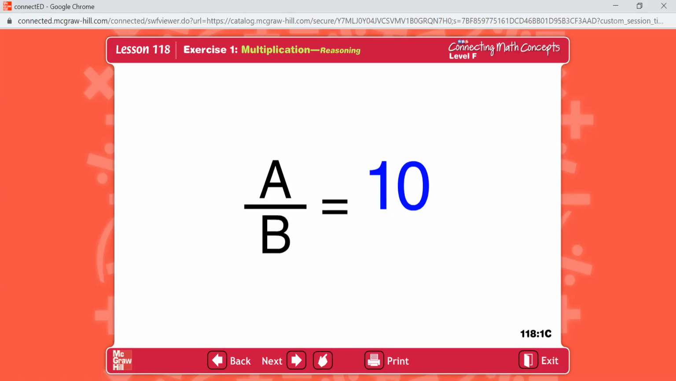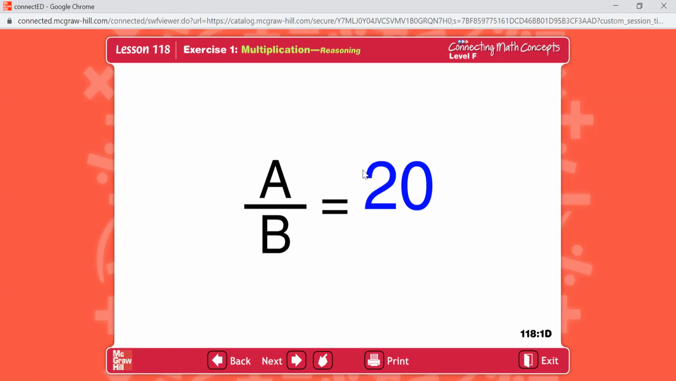If A over B equals 10, what's a possible pair of numbers for a fraction? An example could be 20 over 2. If A over B equals 20, what's a possible pair of numbers for a fraction? 40 over 2, because 40 divided by 2 is 20.